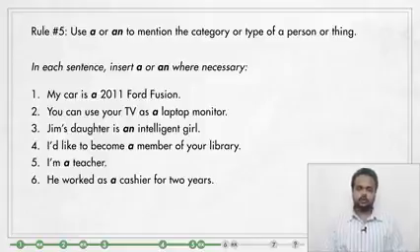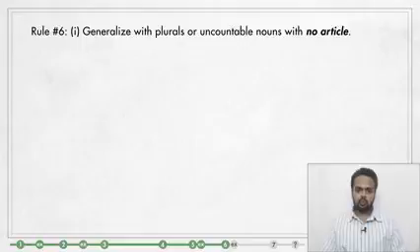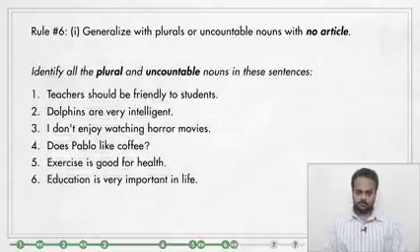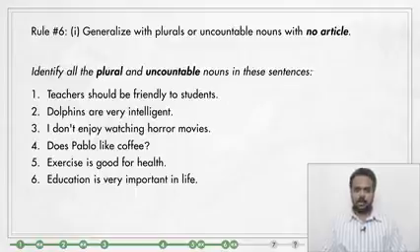All right, let's now turn to rule number 6. This rule is about how to make generalizations. That is, how to talk generally about a whole group or class of people or things. So rule number 6 is generalize with plurals or uncountable nouns with no article. On the screen there are 6 sentences. I'd like you to find all the plural and uncountable nouns. Stop the video, do the exercise, then play the video again and check.